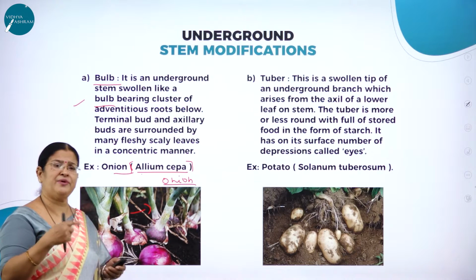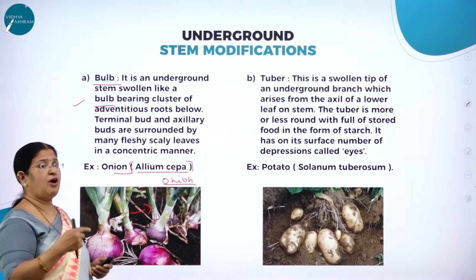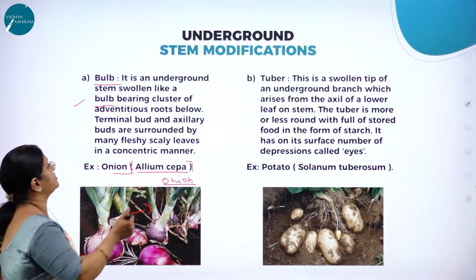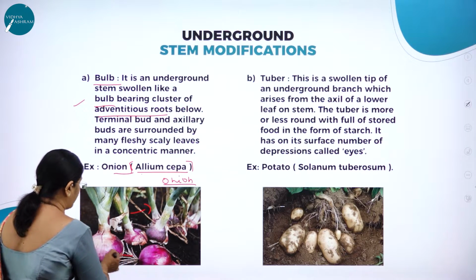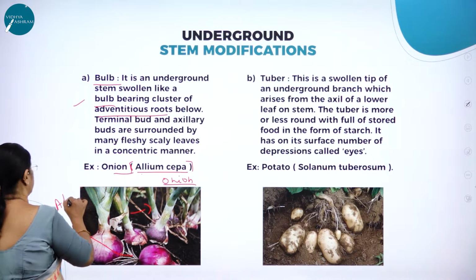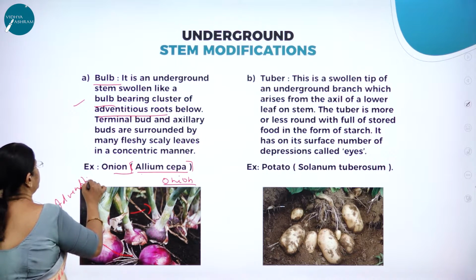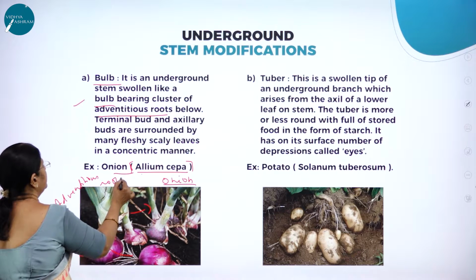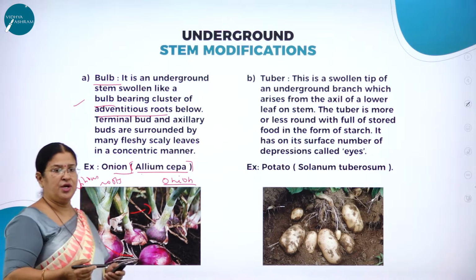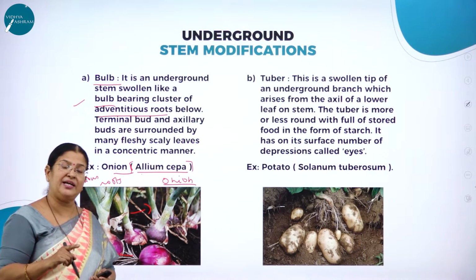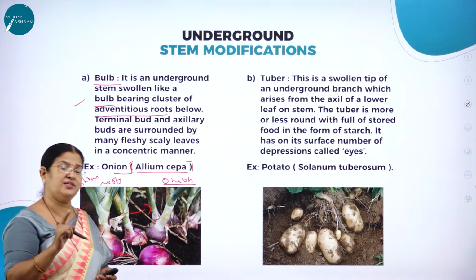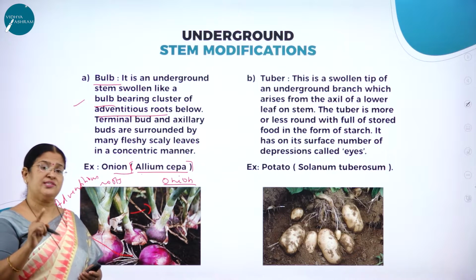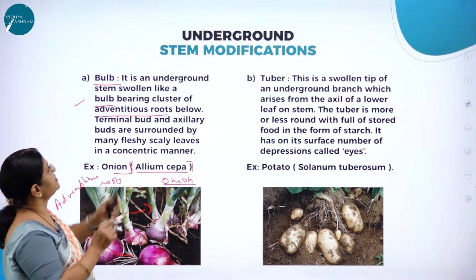I think usually you might have observed an onion will have what? Scaly leaves. Cluster of adventitious roots below. Usually you can see these are called adventitious roots. Here in the picture you can see the adventitious roots. What are adventitious roots? Roots neither develop from the radicle nor from the base of the stem. Hope you remember I have explained all this in the root system. So it is an underground stem.